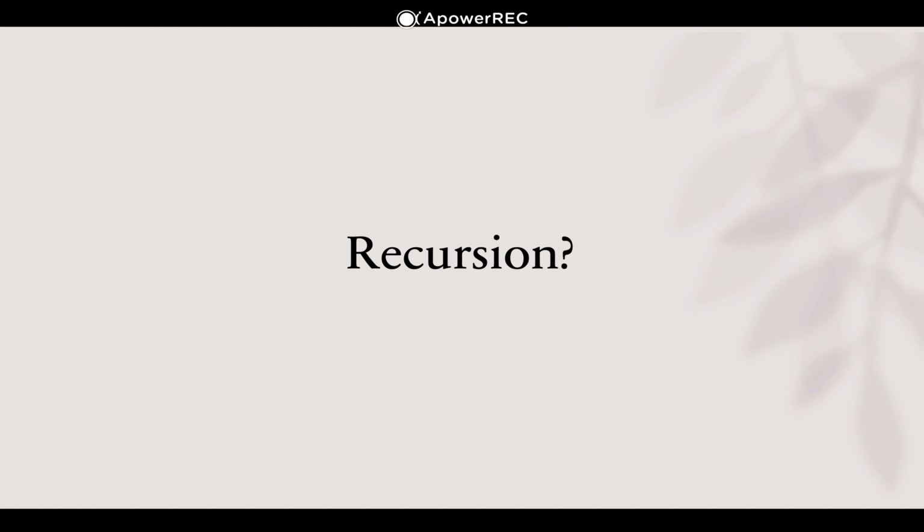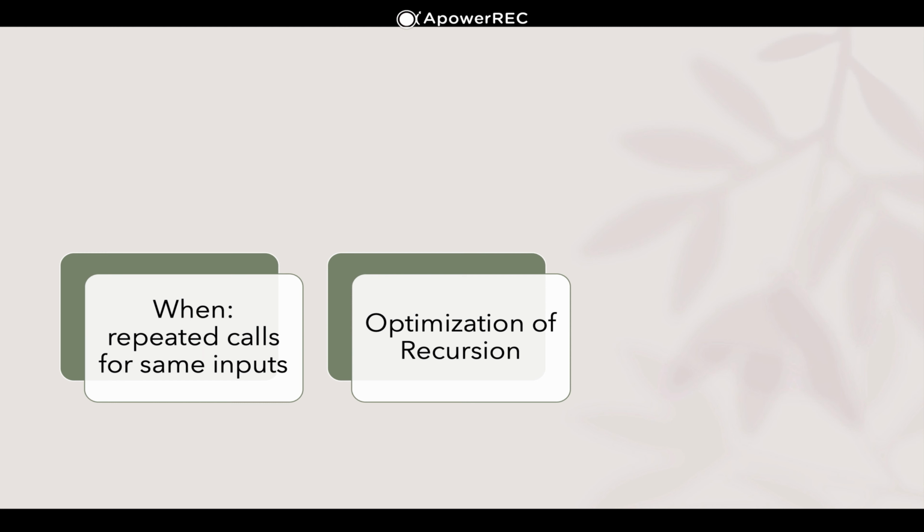Dynamic programming is actually very closely related to recursion. It is essentially a kind of optimization of recursion. When we see repeated calls for the same inputs, we definitely want to reduce the repeat operations to save time. And actually, dynamic programming helps us to do this by storing the results of these subproblems so that we do not have to recompute them when we need them later. So we can think of dynamic programming as a special way of memoization to save time.